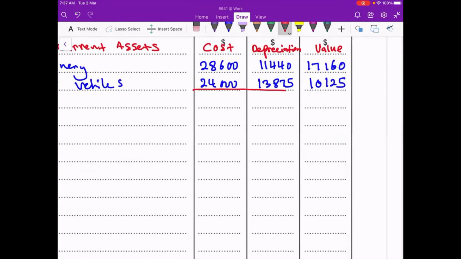I think there are only two non-current assets. So I'm going to total up my non-current assets. The first 28,600 plus 24,000, I get 52,600. That's my total cost. 11,440 plus 13,875, we get 25,315. That's my accumulated depreciation. And my book value, 17,160 plus 10,125, I get 27,285. That's my book value.